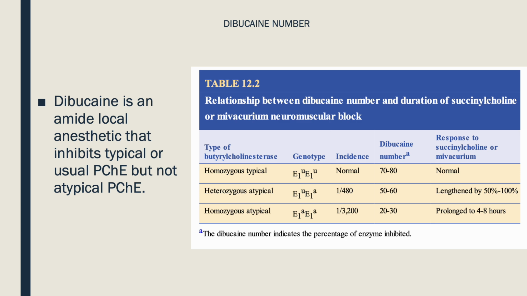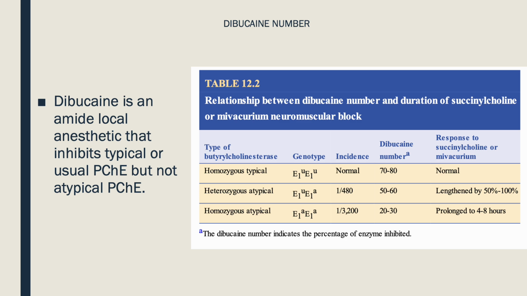There are two other variants. You have heterozygous atypical, okay, and they have a dibucaine number of 50 to 60, meaning only about half of their pseudocholinesterase is inhibited by dibucaine. These individuals get a 50 to 100% increase in the duration of succinylcholine's effects. To contrast that, patients with a homozygous atypical pseudocholinesterase deficiency have a dibucaine number somewhere in the 20 to 30 range, indicating significant deficiency. They may have a prolonged blockade lasting 4 to 8, up to 24 hours after succinylcholine administration. So prolonged blockade, think that homozygous atypical.